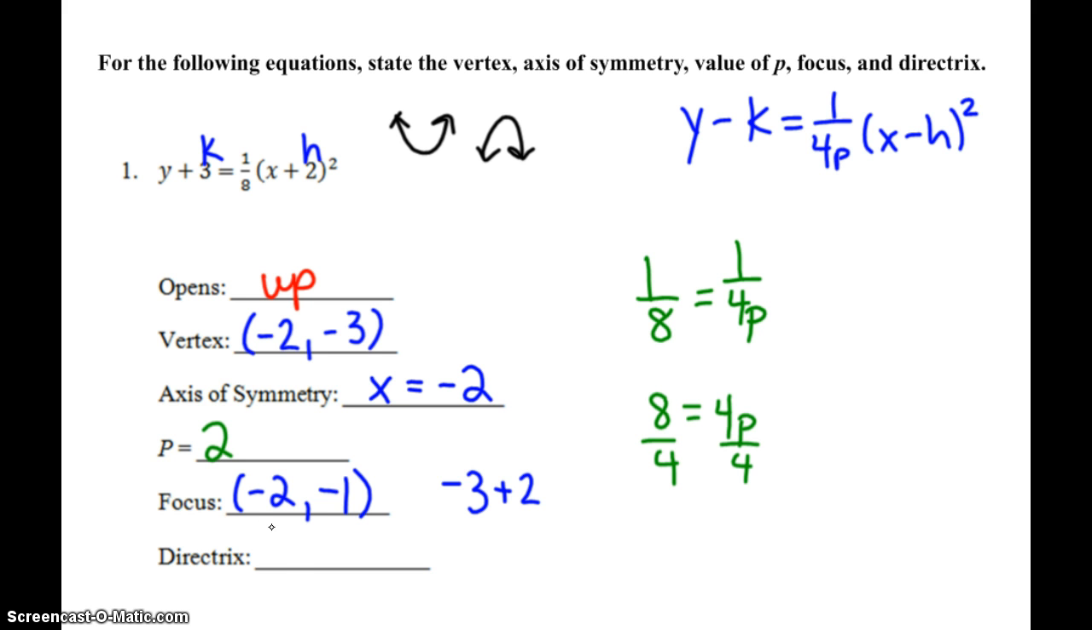For the directrix, it's going to be y equals k minus p. So we take a -3 minus p, which is -2, so that will give us a -5. That's it for problem number 1.